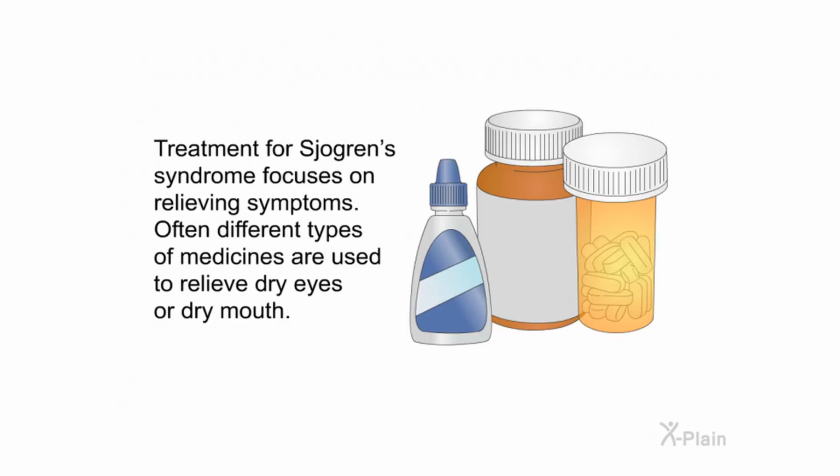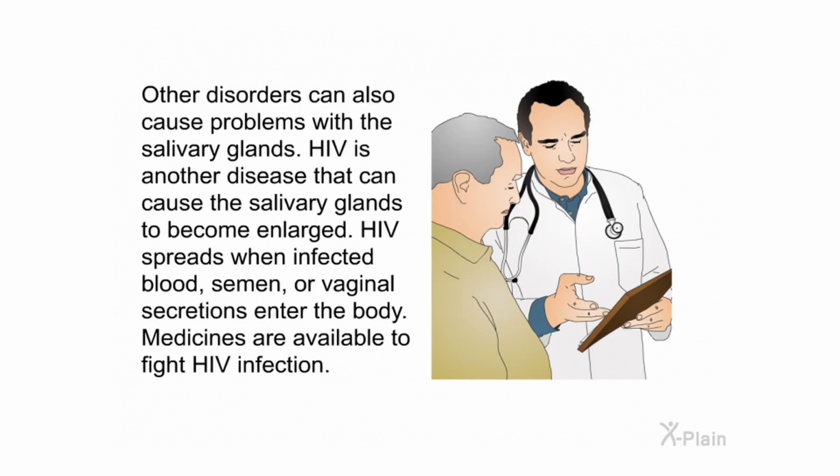Treatment for Sjogren's syndrome focuses on relieving symptoms. Often, different types of medicines are used to relieve dry eyes or dry mouth. Other disorders can also cause problems with the salivary glands. HIV is another disease that can cause the salivary glands to become enlarged. HIV spreads when infected blood, semen, or vaginal secretions enter the body. Medicines are available to fight HIV infection.